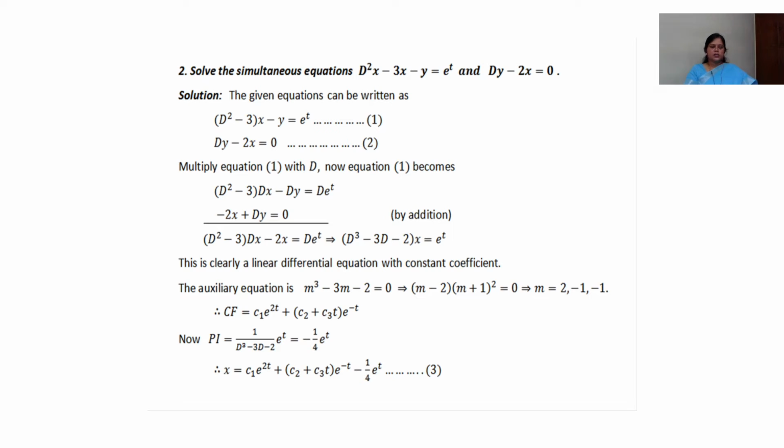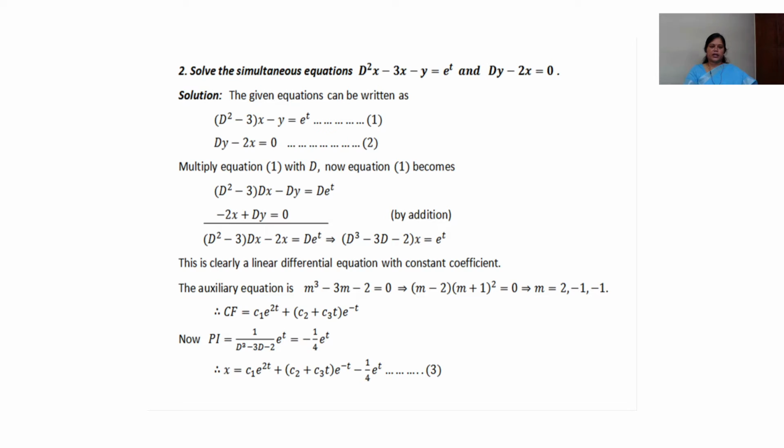Next one is to solve the simultaneous equations: D squared x minus 3x minus y is equal to e to the power t, and Dy minus 2x is equal to 0. So we have two equations here. The first one has a D squared term, the second one has a D term. So the given equation can be written as (D squared minus 3) into x minus y is equal to e to the power t. Consider this as equation 1.